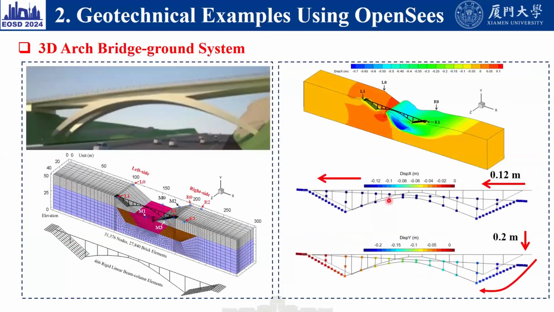We also analyze a 3D arch bridge ground system, since deep foundations can be damaged by lateral spreading. So we don't have to use deep foundations, right? We can build a shallow foundation here for an arch bridge. During shaking, although the deformation on both sides is large, there's no damage to the foundation. The arch deformation reaches about 0.12 meter, and the settlement is a little bit high, for example 0.2 meter. So we need to care about the settlement for this kind of bridge.